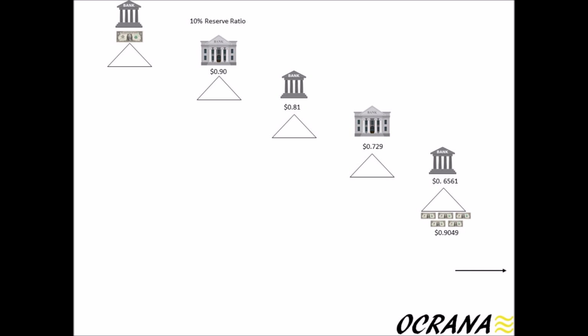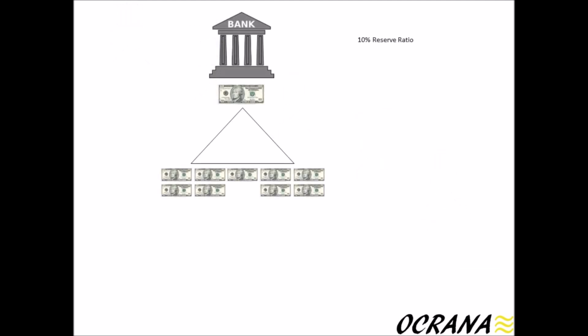I'll spare you the calculation, but you can use the infinite geometric series formula to compute that after all the lending, the original $10 deposit will create $90 in loans. We can display it like this. Just note that I'm using $10 notes now instead of $1 notes. So we can see that for every $10 in the system, there has been $90 created by loans.